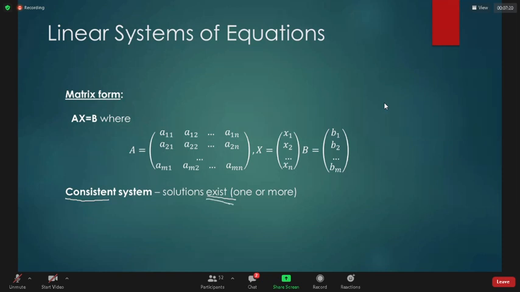How many? It doesn't say. And we say inconsistent if it has no solutions. That is, if there's no such set of numbers, x1, x2, and so on, that we could put in all equations simultaneously and get true equalities all at the same time.